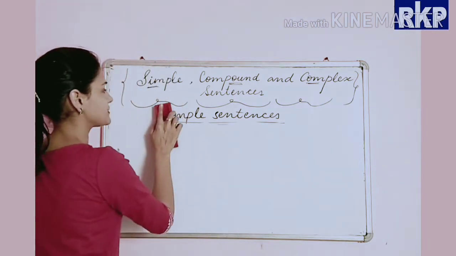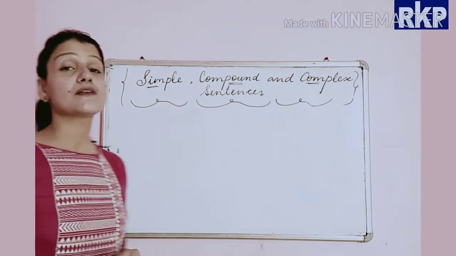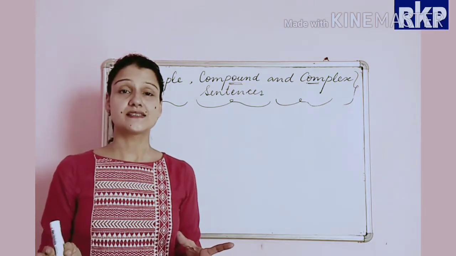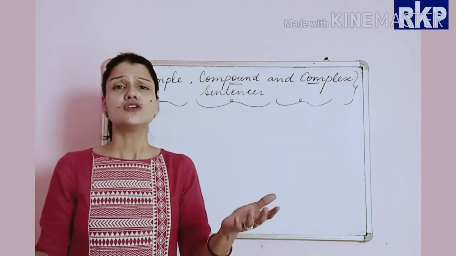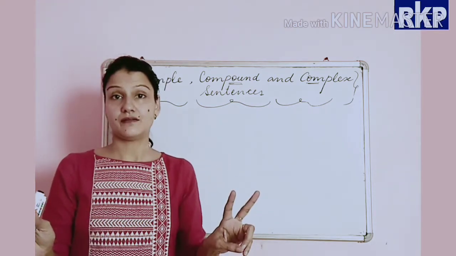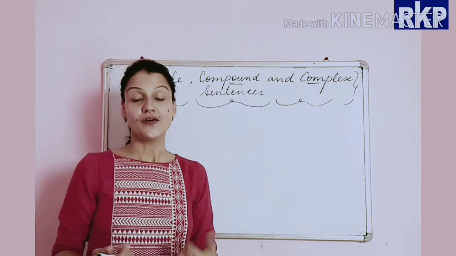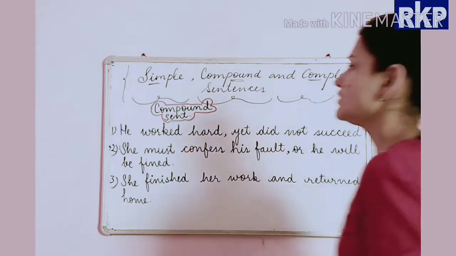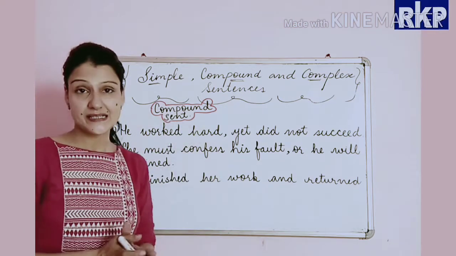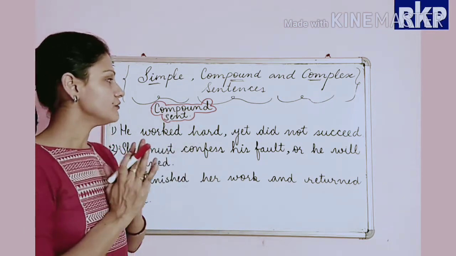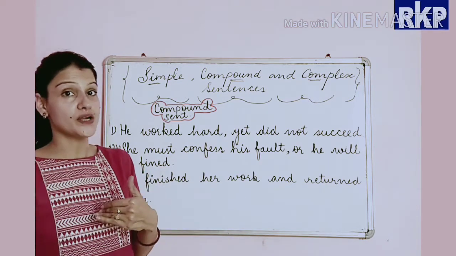Very good. Now we'll proceed further to compound sentences. I have already told you, beta, compound sentences always consist of two main clauses, it may be more, so at least two main clauses joined with the help of a coordinating conjunction. I have written three sentences here, which are obviously compound sentences, and we'll analyze how the conjunctions are used, and which is the main clause and which is the subordinate clause.